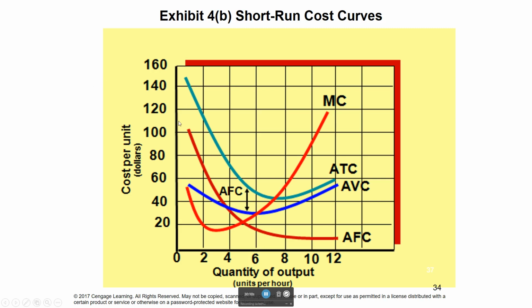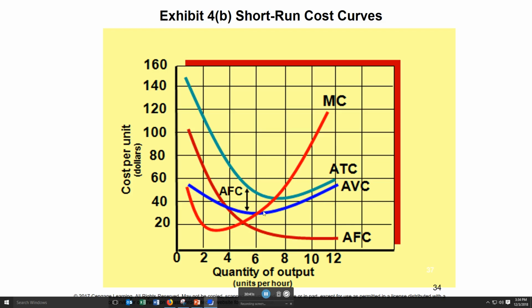The other basic curve we know about is this average fixed cost curve. Average fixed costs start at 100 for 1 unit of output and decrease as we produce more output. This curve continues to decrease and asymptotically approaches zero. It gets smaller and smaller, but it never actually gets to zero.